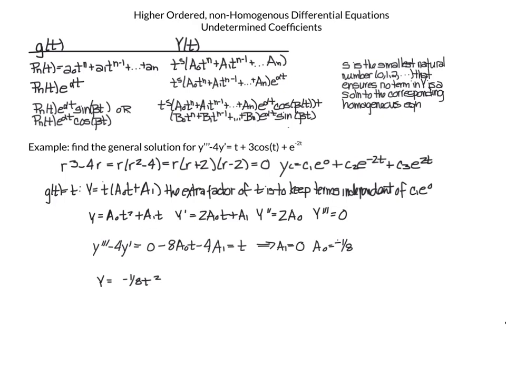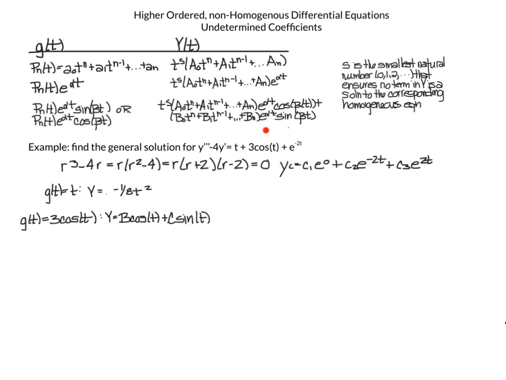I can take y prime, y double prime, and y triple prime, and then I plug these into my differential equation, and I get my y triple prime minus 4y prime. So this is my 4y prime. And that's all equal to t. And solving this equation here, we get that a1 is equal to 0, and a naught is equal to minus 1/8. In other words, for t, my particular solution y is equal to minus 1/8 t squared.